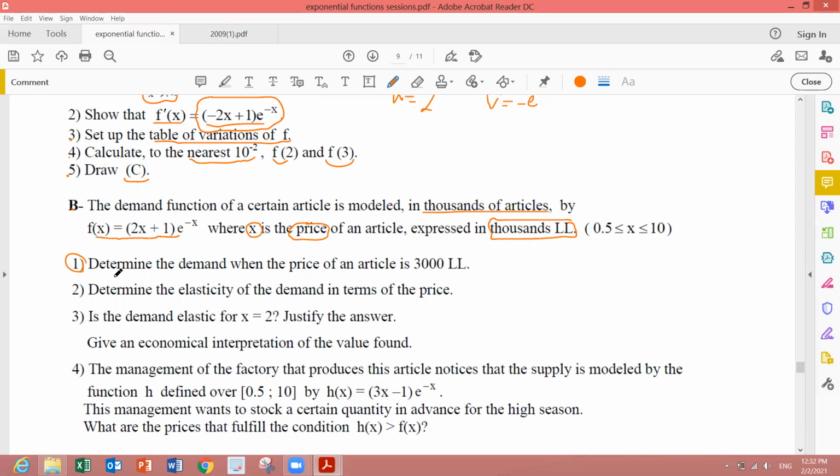Part 1. Determine the demand. We are going to calculate the demand if the price is 3,000. We need to calculate f(x) when the price is 3,000. Pay attention also here to the domain of x. x is between 0.5 and 10. That means we cannot put 3,000 in place of x. Pay attention.